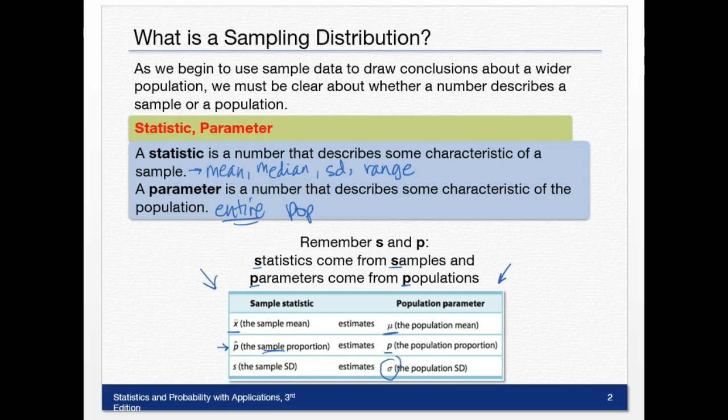Sigma is the population standard deviation, which we've talked about before. So if we take a sample and then find the standard deviation in the sample, we use the symbol little s. So it's really important that you learn these symbols. So you may want to pause the video and write these down.